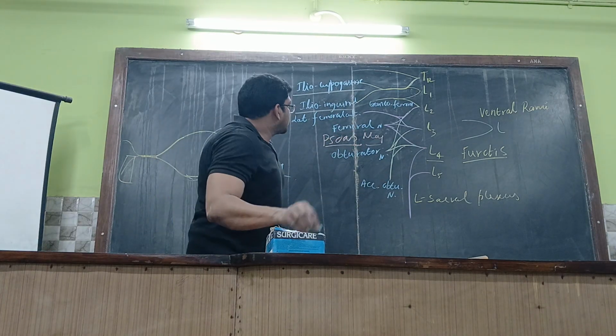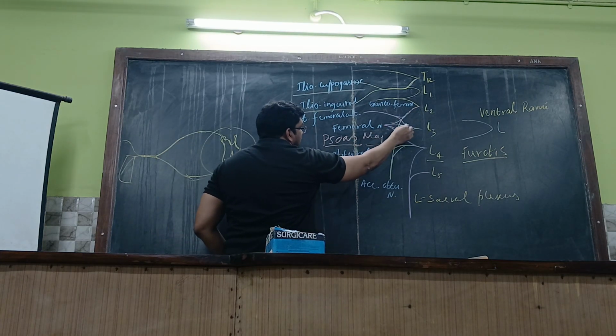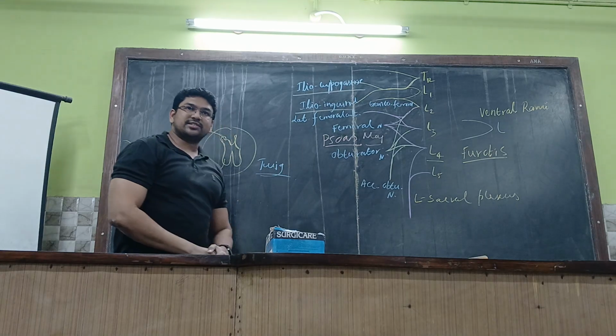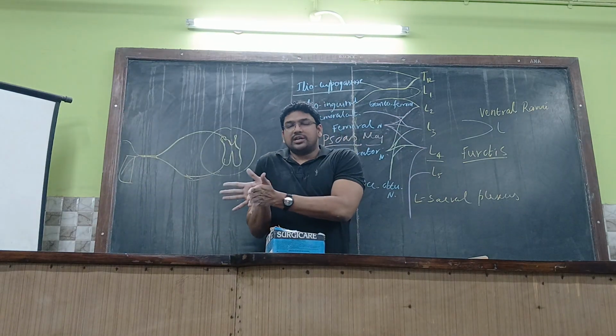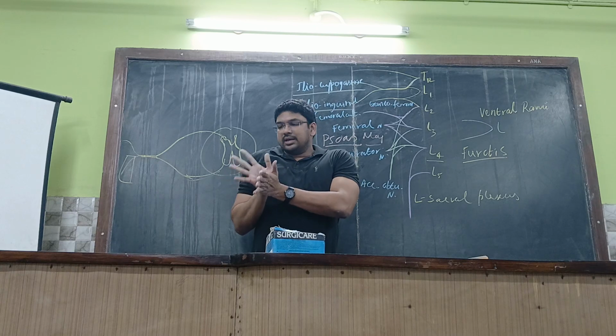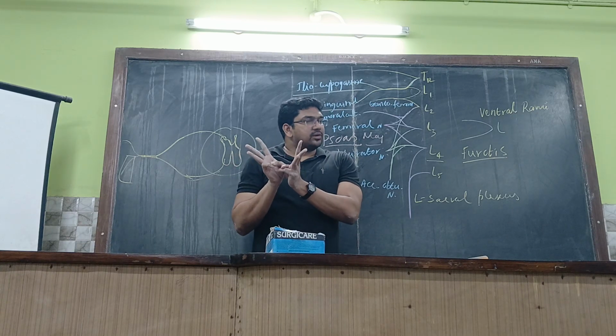So the lateral femoral cutaneous nerve will be formed from the dorsal branches of L2 and L3 again. Could you understand? For example, L2, L3 and L4 divide into dorsal and ventral branches in this manner. So for example, these are the dorsal branches, these are the ventral branches.